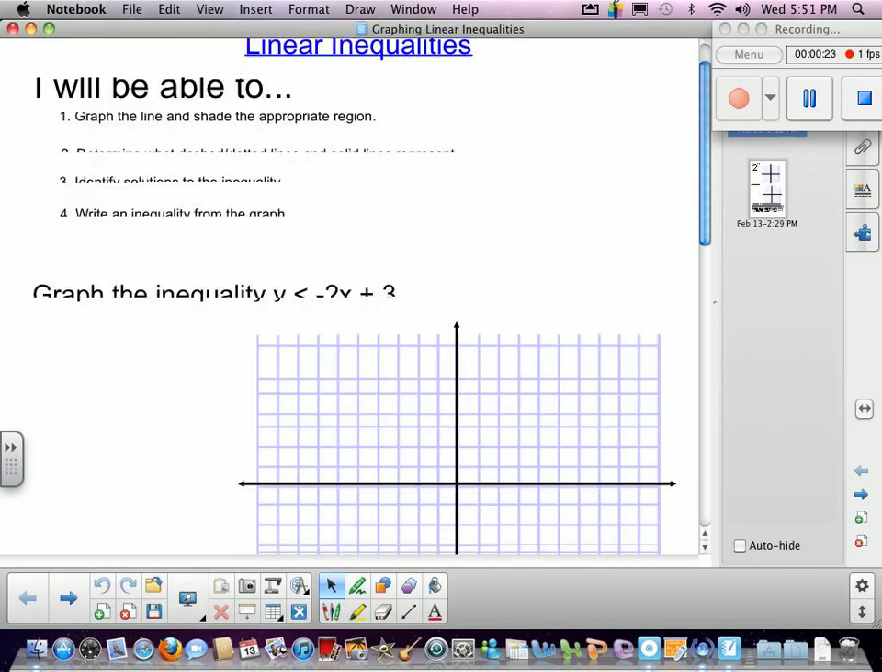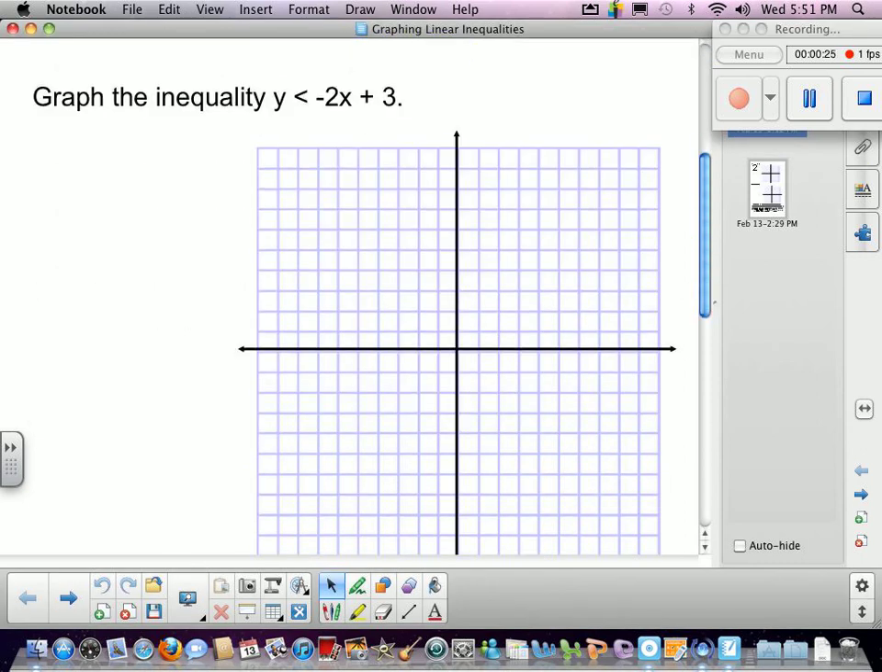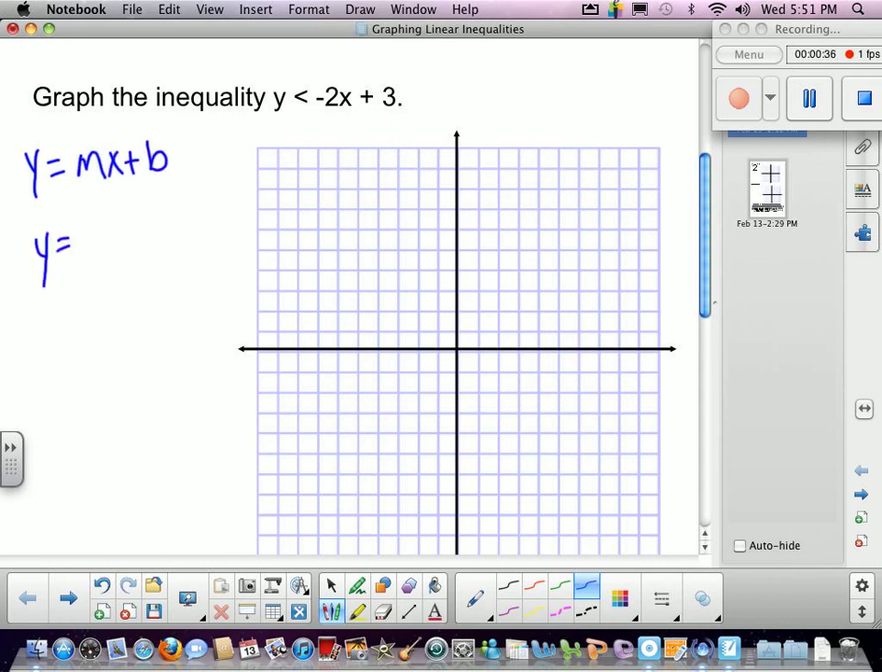Right. So we're going to start out by looking at this inequality where we have y is less than negative 2x plus 3. And I'm going to rewrite it as a y equals mx plus b equation. So this will be y equals negative 2x plus 3. So I'm going to graph that. There's my y-intercept of 3. Put a point at 3 on the y-axis.